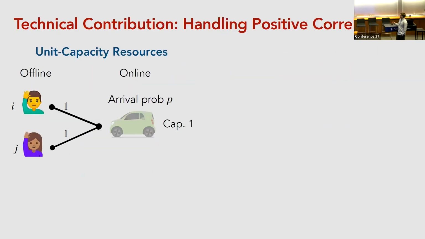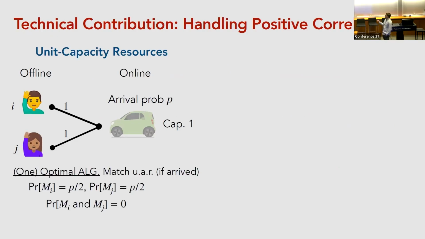Before getting into the details of how we do this, I want to emphasize the technical contribution of this work. In this case, it's handling positive correlation among the agents. I just want to give some intuition for why this is so important. I have this really toy example where we have two agents, I and J. There's some car with capacity 1 that arrives with probability p. The weights are the same, so anything is optimal here.